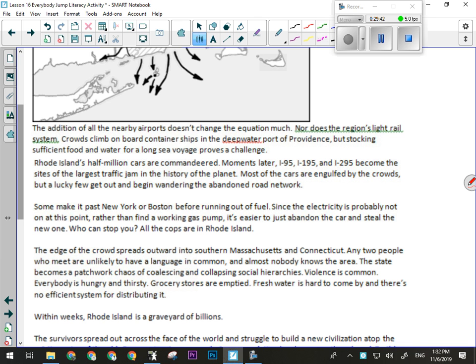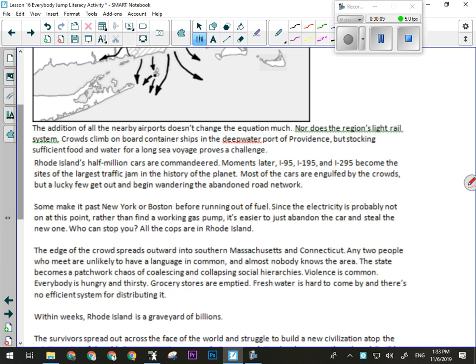Crowds climb aboard container ships in the deep water port of Providence, because we all know getting on a container ship unprepared is always a good idea. But providing sufficient food and water for a long sea voyage proves a challenge. Rhode Island's 500,000 cars are commandeered. Moments later, I-95, I-195, and I-295 become the sites of the largest traffic jam in the history of the planet.